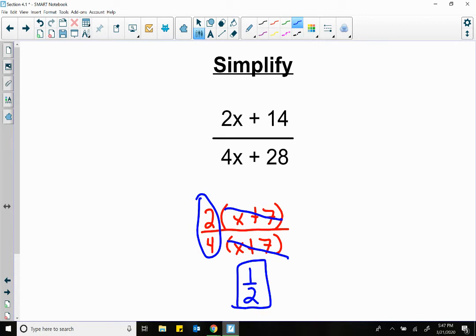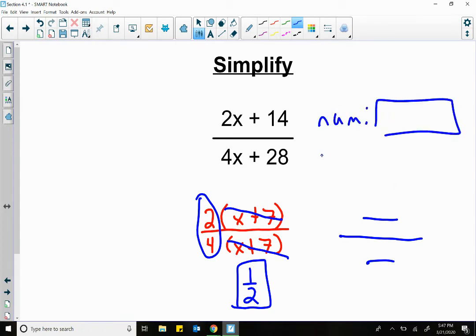Now, when you put your answers in, I meant to talk about this a moment ago, but most of these are looking for a line and then a blank and a blank. You're basically just filling in the numerator, telling us what it is, and then the denominator, telling us what it is. Okay?